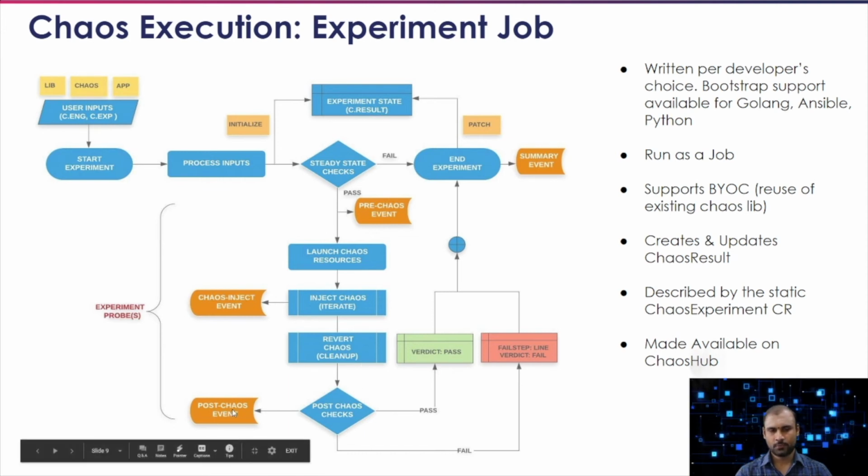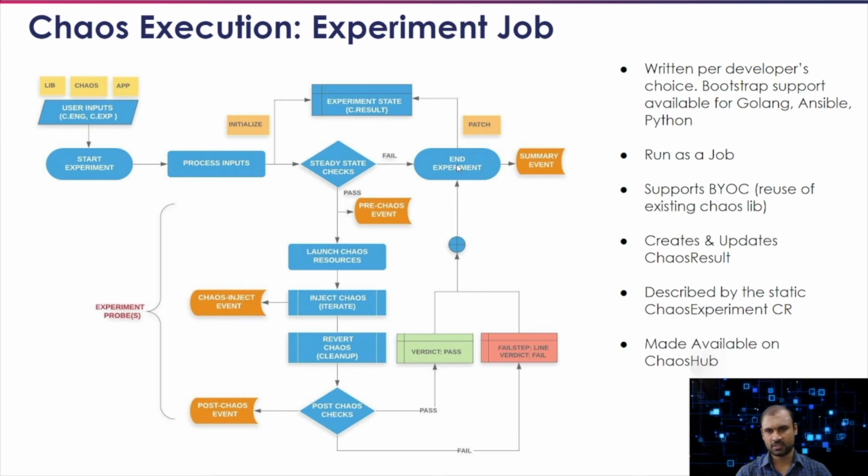And then you generate a post-chaos event capturing this detail. And accordingly, based on these post-chaos checks, you're either going to fail your experiment or you're going to pass it. This information is patched back into your chaos result. The runner takes this information back to the chaos engine.